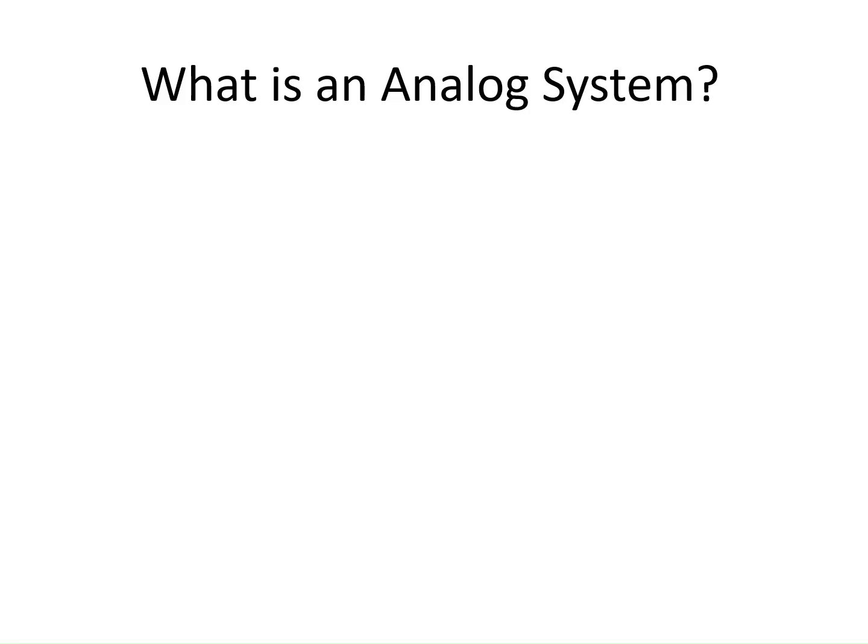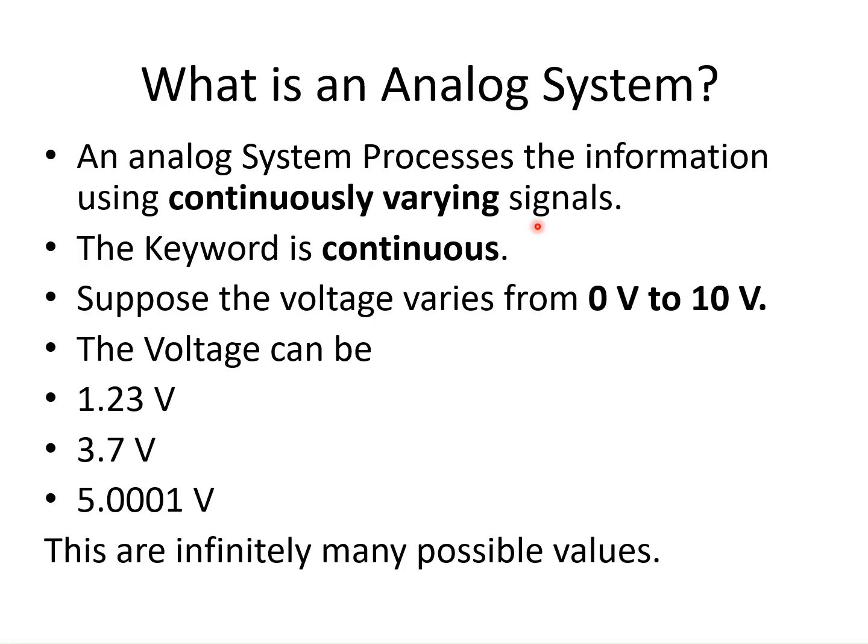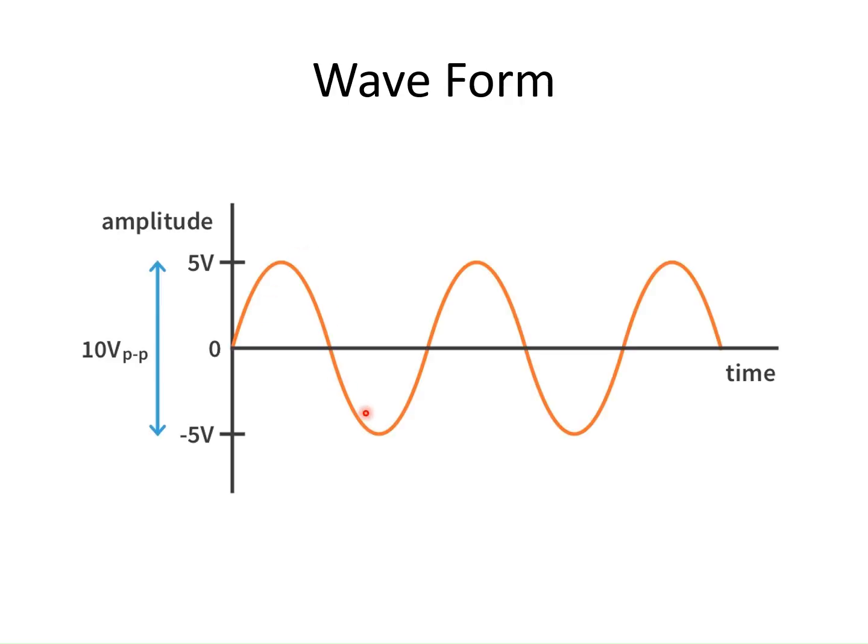Let's see what an analog system is. An analog system processes information using continuously varying signals. Here the keyword is continuous. Let's see an example. A voltage varies from 0 to 10 volts. So the voltage can take any value between 0 and 10. For example, 1.23 volts, 3.7 volts or 5.001 volts. These are infinitely many possible values. This sine waveform is an example of a continuously varying signal. The values can take any value between minus 5 volts and plus 5 volts.